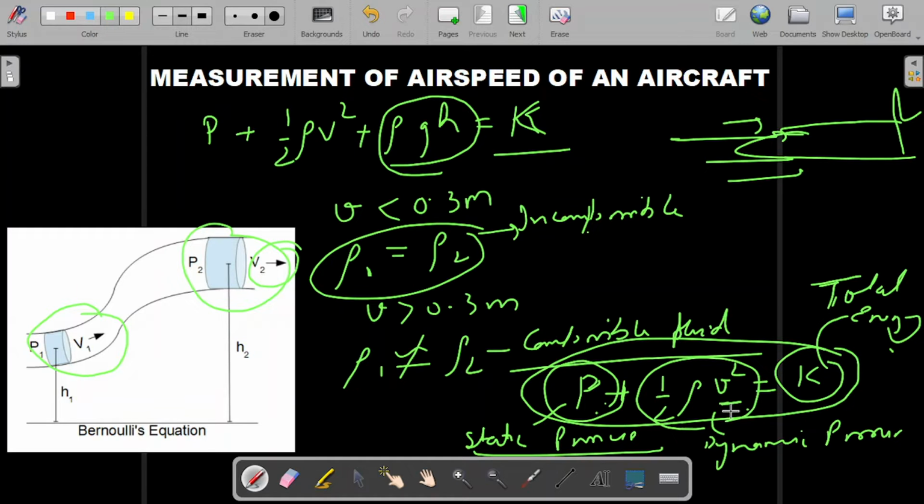If the aircraft is not flying, if it is static, at that time the static pressure, or the pressure of the atmosphere surrounding, will be the maximum, and as soon as it moves, the static pressure starts reducing and the dynamic pressure increases. Then the summation becomes the total pressure energy of the system. Why this equation is important, I'll explain on the next page.